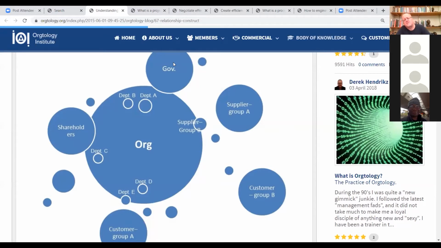So if you look at this picture on the screen, you can see we have departments inside the boundaries of the organization, and then we've got suppliers that are closer, and customers that are closer, and customers that are further. So you would manage your relationships in accordance with that.